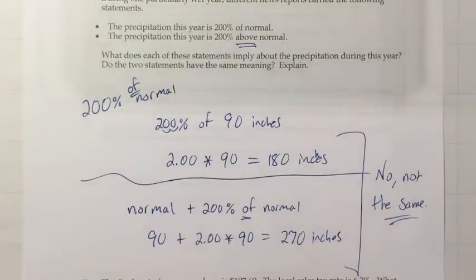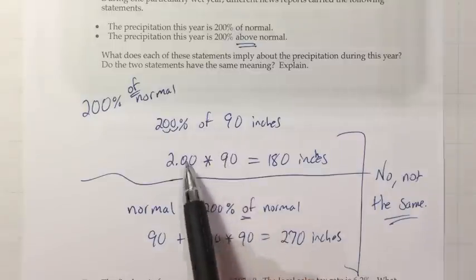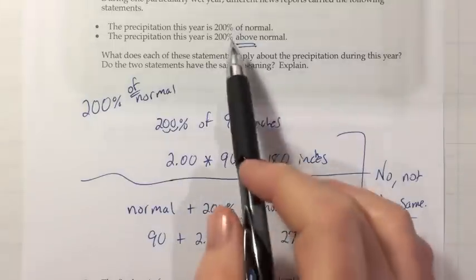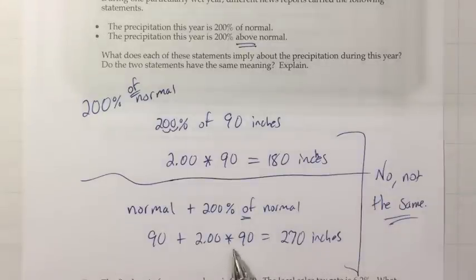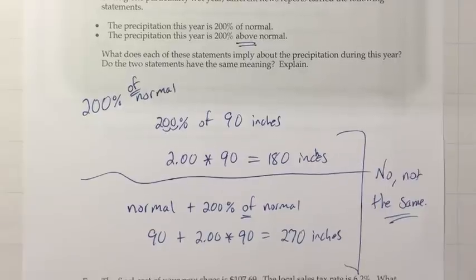So again, my message to you there is just you have to pay attention. It's not the same. Percent of is straight to a multiplication. Percentage above, you might still multiply, but you're going to add that on to the original, so it's definitely different. All right, let's take a look at another example.